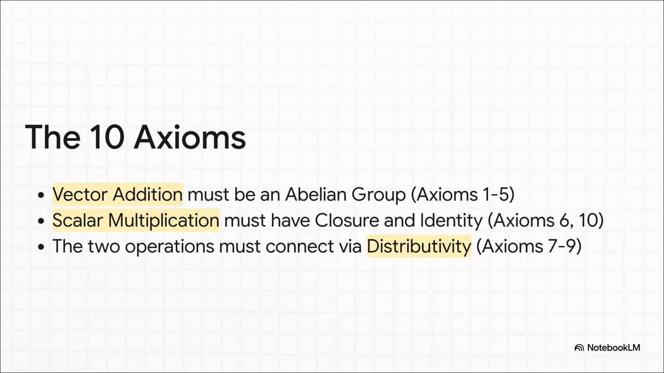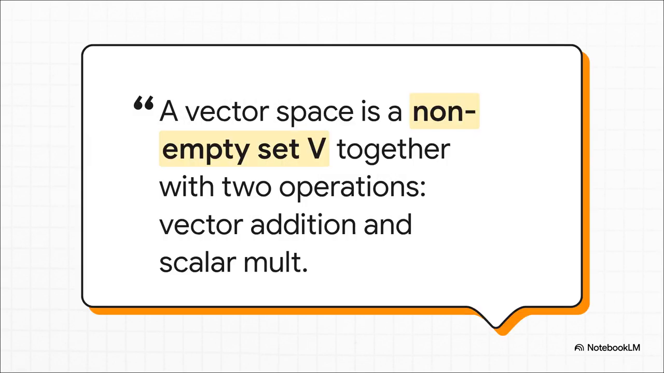The next 2 rules handle the scaling part. Multiplying by a number can't kick you out of the set, and multiplying by the number 1 has to leave the vector totally unchanged. And then finally, these last 3 rules are like the critical glue that makes sure addition and scaling actually work well together. This is how we know that, for example, 2 times vector A plus vector B is the same as 2A plus 2B.